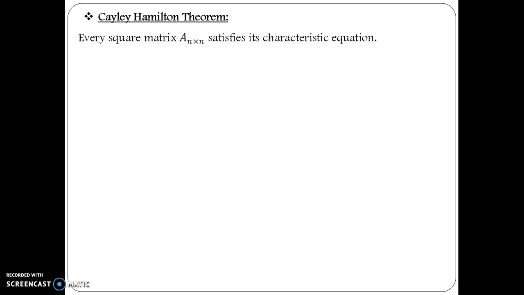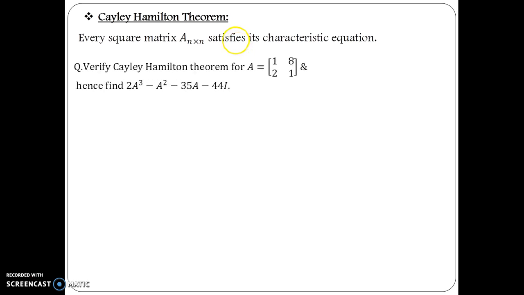So let us see how to solve problems related to Cayley-Hamilton theorem. This type of problems are generally asked in examinations. So they ask you to verify Cayley-Hamilton theorem for a given matrix A, and then you have to find the value of some expression given in the matrix. So let us see first how to verify Cayley-Hamilton theorem and then go about it.